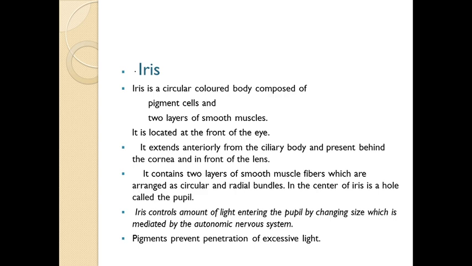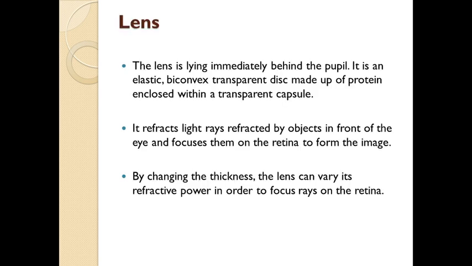In the center of the iris is a hole called the pupil. The iris controls the amount of light entering the pupil by changing its size, which is mediated by the autonomic nervous system. So this is basically the function of the iris. And the pigmented layer, the pigments, prevent the penetration of excessive light. So they are the two main functions of the iris, one of the iris muscles and the other of the pigmented layer. Then comes the lens.